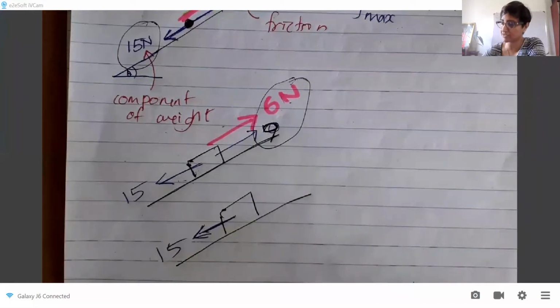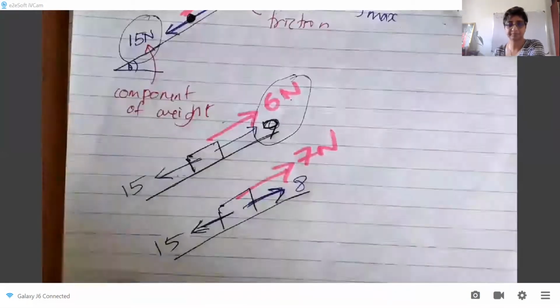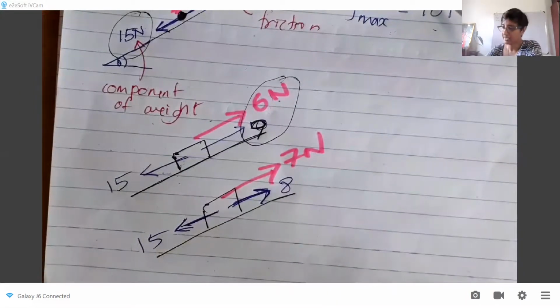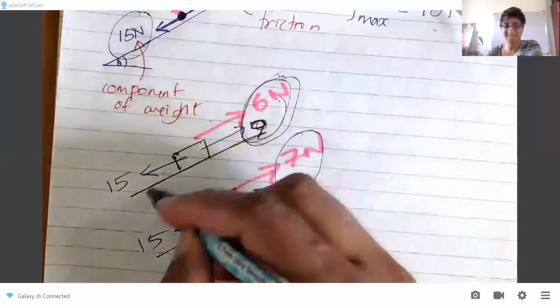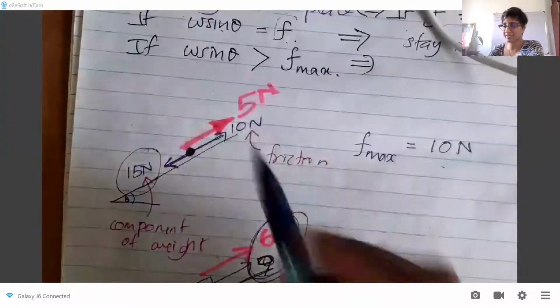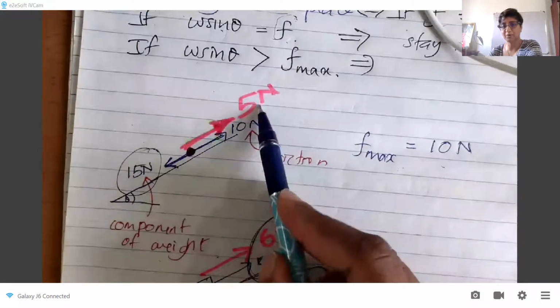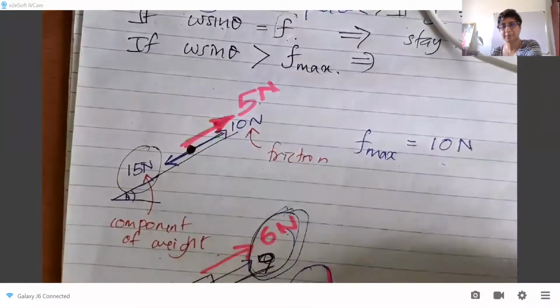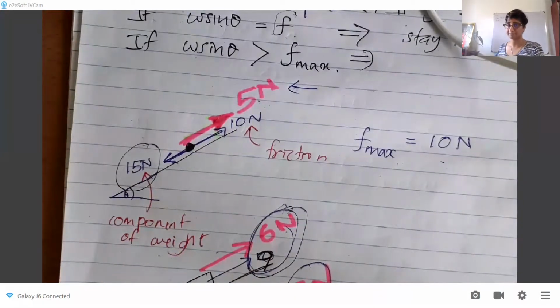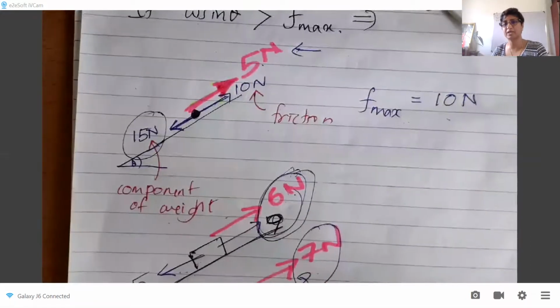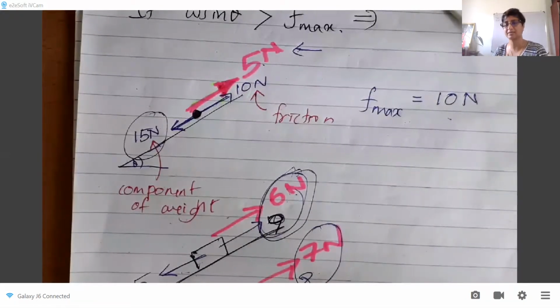Now you can't see what I have drawn. Then friction could be 8. 8 and 7 together, still balancing this. 6 and 9 together, still balances this. Here, friction was at its max and I only needed to give 5. So this is the smallest force I need to give in order to keep it stay still.